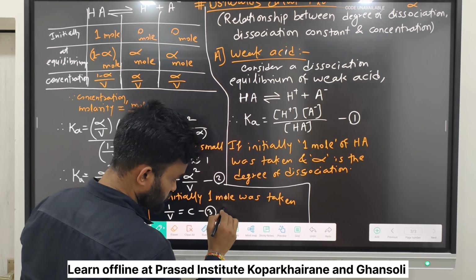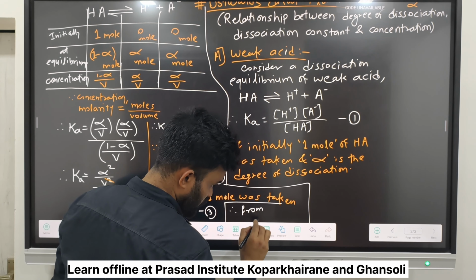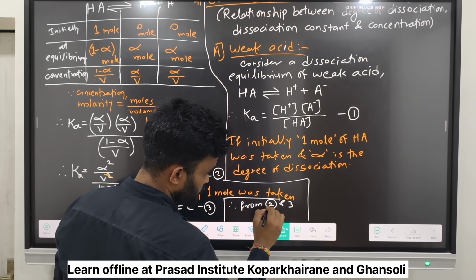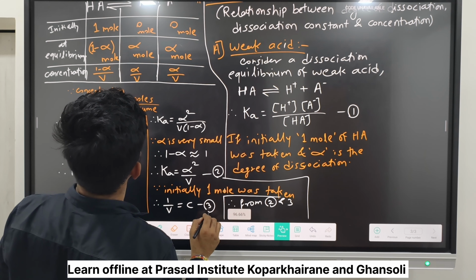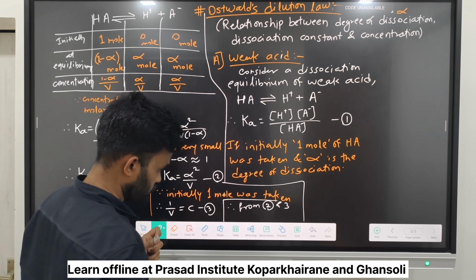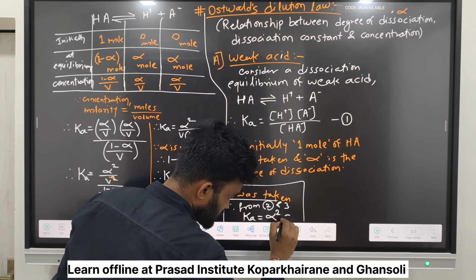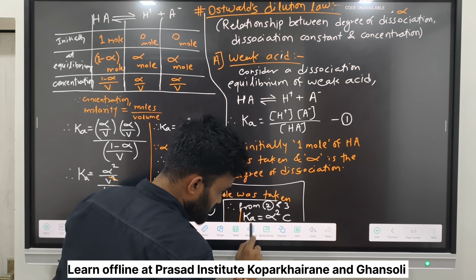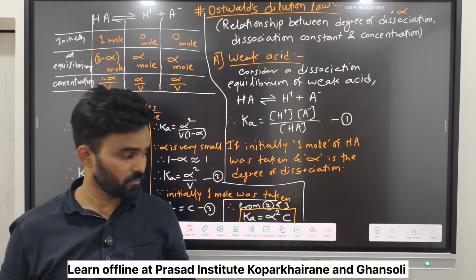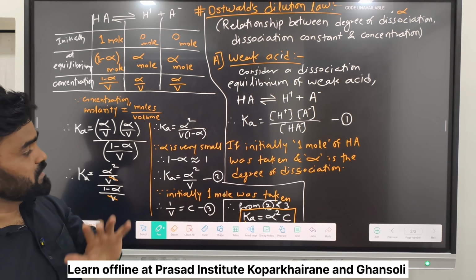Therefore we can say from 2 and 3, what we can say is Ka is equal to alpha square into C, and that is an important equation. I know it got a bit confusing, but please bear with me. It is Ka is equal to alpha square into C. That is the final equation.